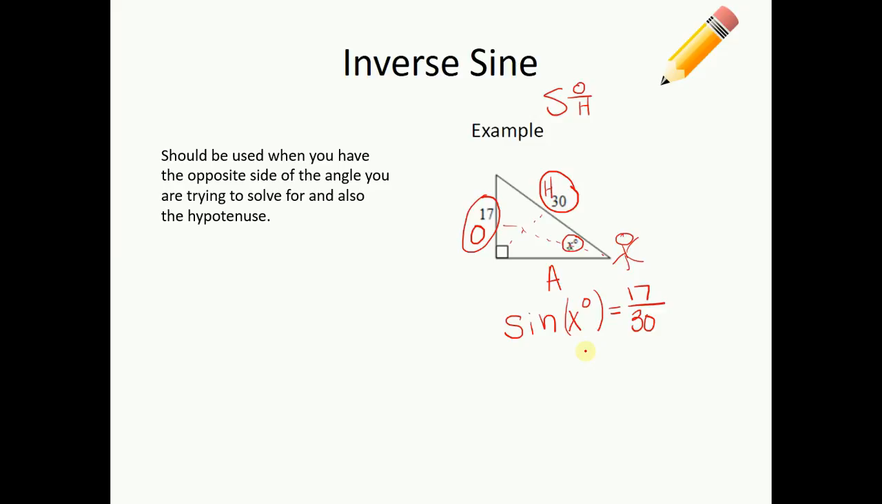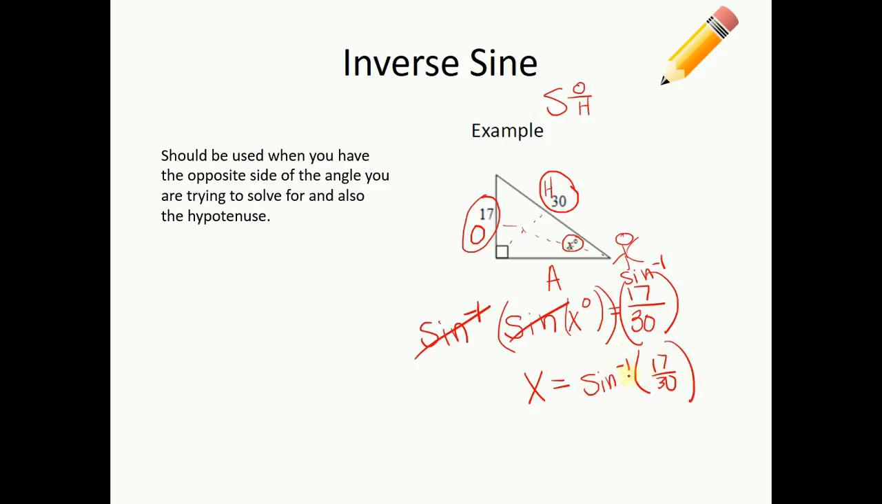So on your calculator, usually on the sine button, you will find the sine to the -1 button. Usually you have to press a second key or something, but I'm going to do sine inverse on both sides. Now what's kind of cool is sine inverse and sine cancel each other out, kind of like if I multiply by 5 and divide by 5, I cancel out. So I'm going to get x equals sine inverse of 17 over 30.